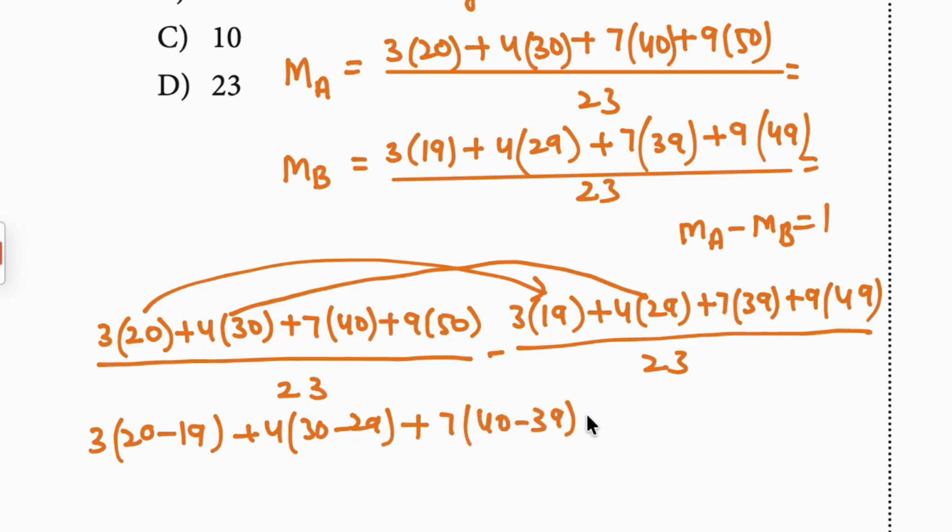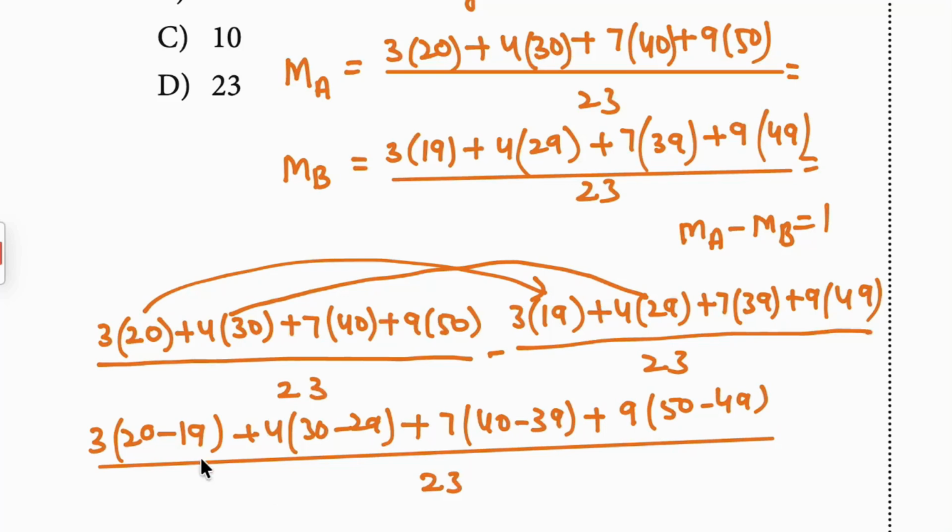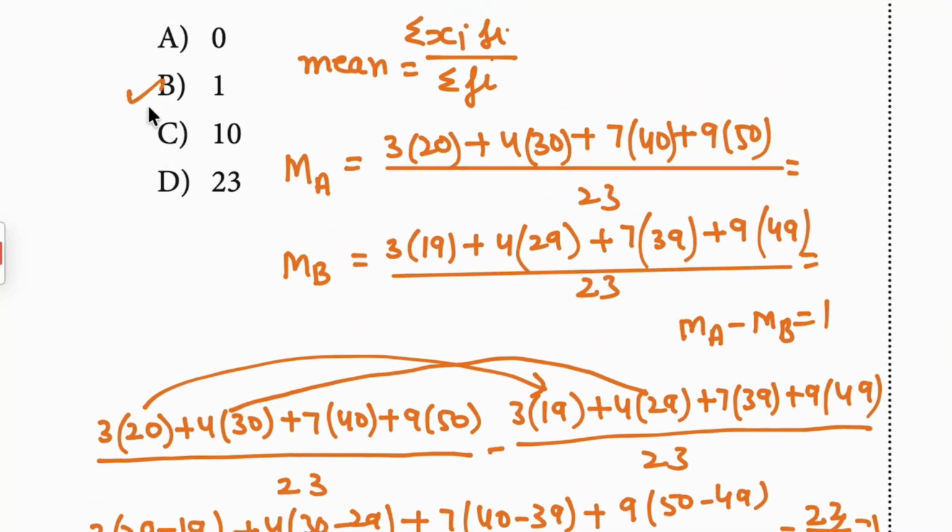You can use the calculator. I'm just exploring this because I can see a pattern, and when I see a pattern, it's really interesting. So every time this difference is 1. So we will end up at 3 plus 4 plus 7 plus 9, which is 23 by 23, which is equal to 1. So the difference of the mean is 1 and B is the right option. But if you want to use the calculator, just put the values over here, and the difference will be 1. I have calculated it through concept.